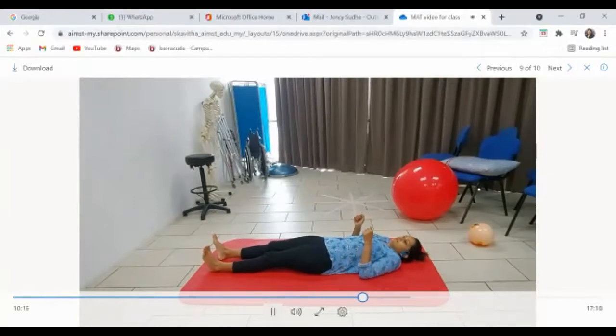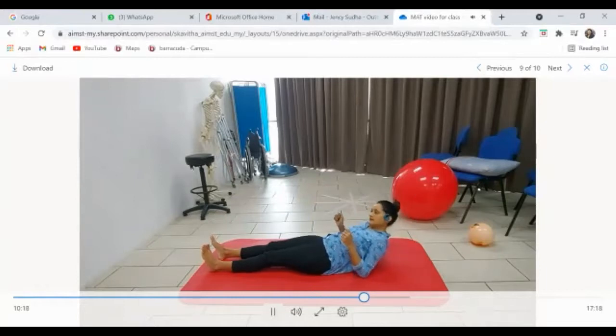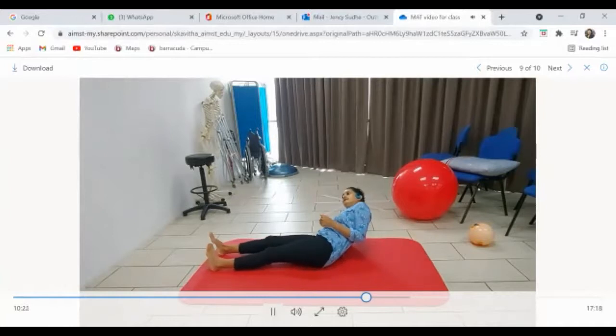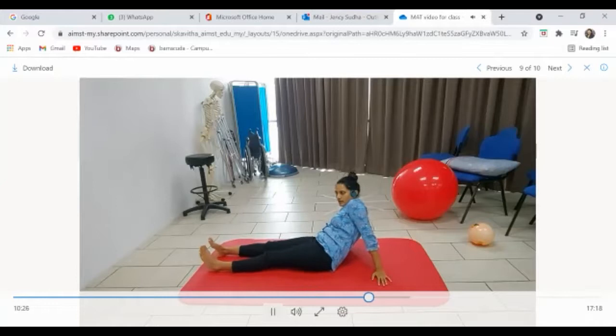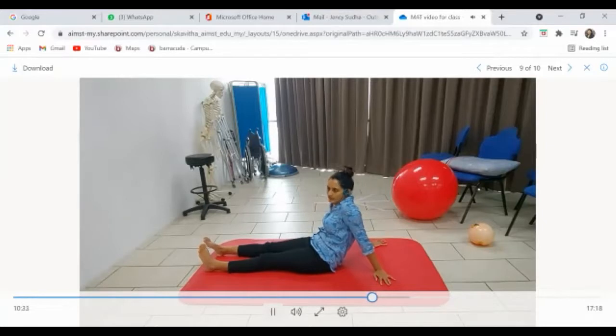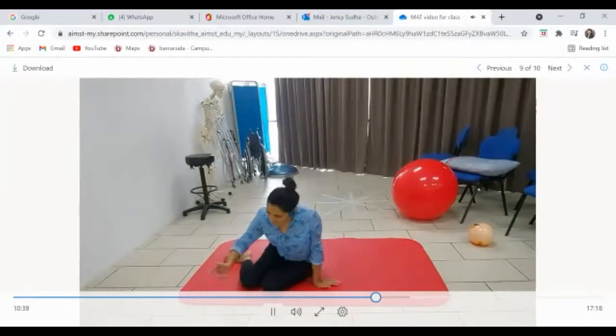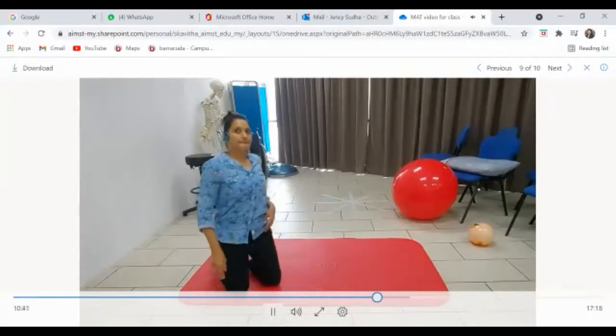So you give pressure like this. Then you should do the shifting. Then do like this, with one hand. Then 1, 2, 3, then you pause. If you want the position, you go from supine to long sitting. The next will be kneeling.